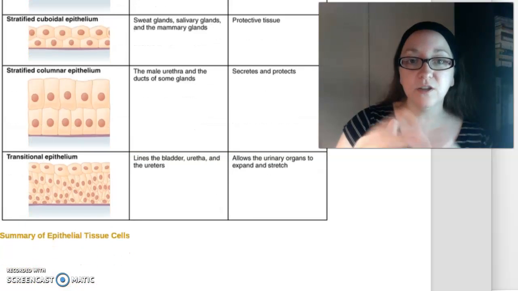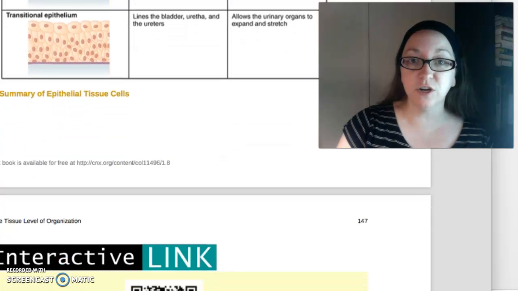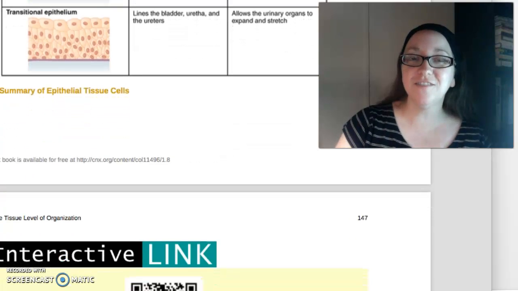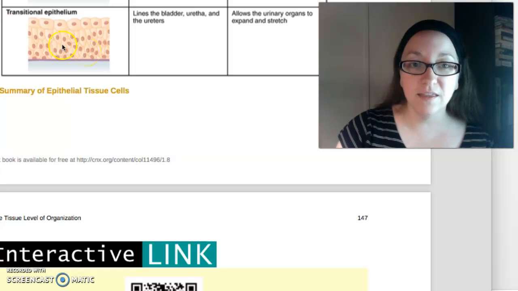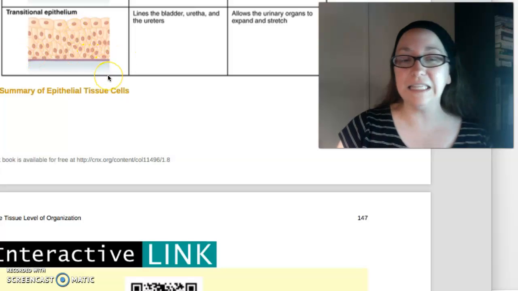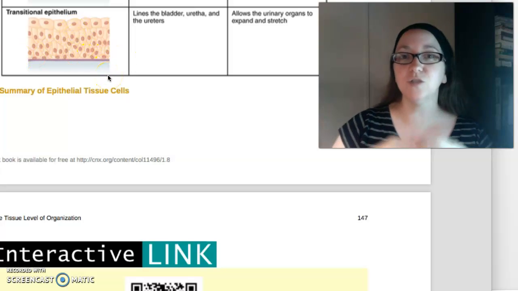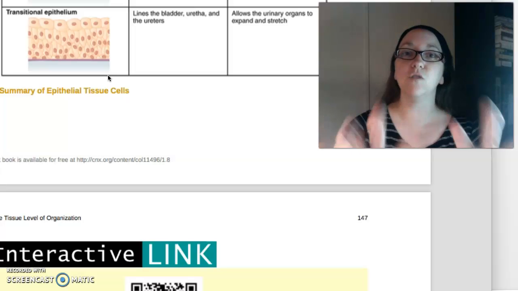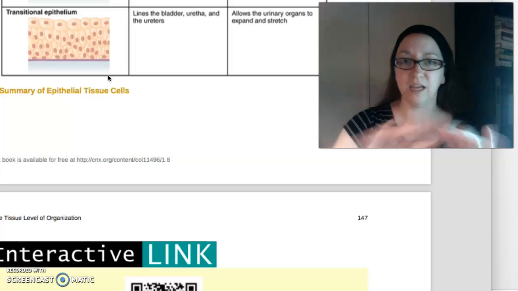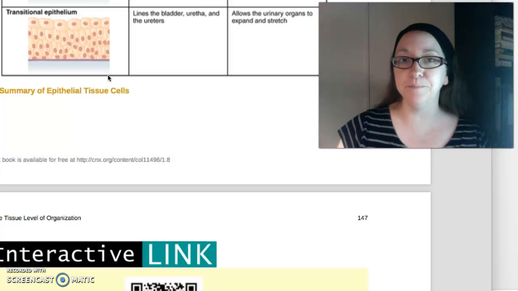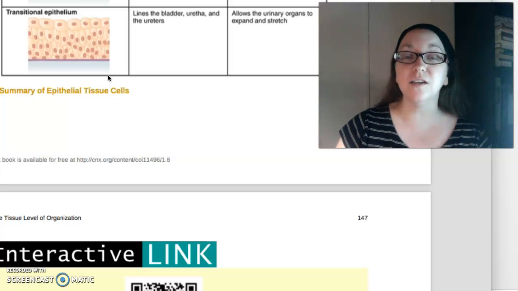Probably the last one, there's several here, the last one that I usually focus on is transitional. Transitional is fun because it doesn't really look like the rest. Look at these cell shapes. They are kind of big and fat at the top. They're kind of squishy down here. They're not really pretty. It just looks weird. I could picture, if I could grab that and stretch it, maybe I could pretty it up. Maybe I could make it stretch and they all line up nicely again. And that's what transitional epithelial do.